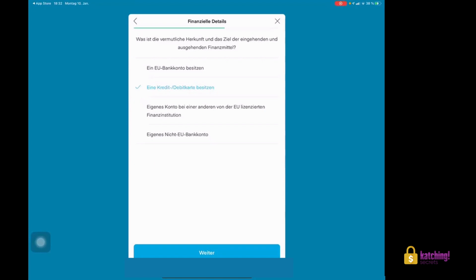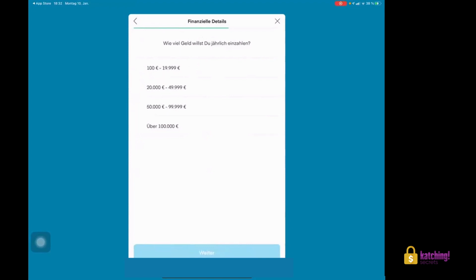And what do you recommend? Because I want to use both. If you want to use both, then choose whatever you like now. You can add another instrument afterwards as well. So you can add another bank account afterwards or another credit card. So that's no issue. So how much money would you like to pay in on a yearly basis? Choose the appropriate amount that's good for you.